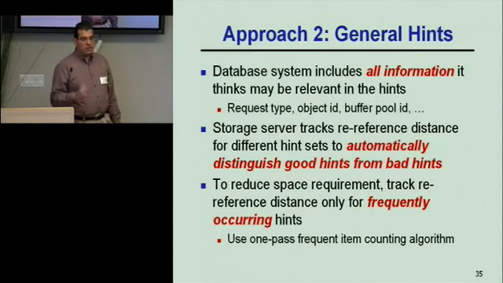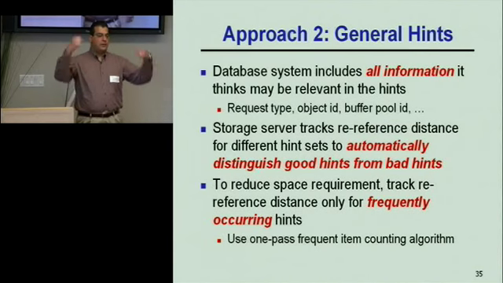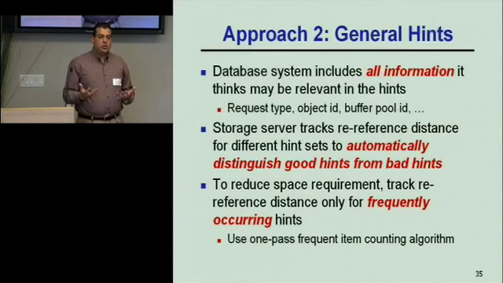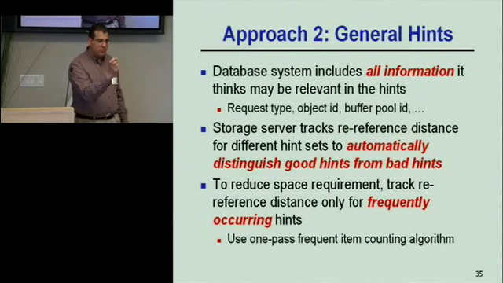Okay? So it's still easy for the database system to provide all of these hints by simply attaching them to I/O requests. Now, from the storage server side, we need to figure out which hints are useful and which hints are not useful. Okay? In the write hints approach, we did that based on our knowledge of the semantics of these write hints. Here we don't want to have a caching policy tied to specific semantics of specific hints. So we're going to have the storage server track the re-reference distance for different hint combinations, and it's going to only cache the hint combinations with a short re-reference distance.